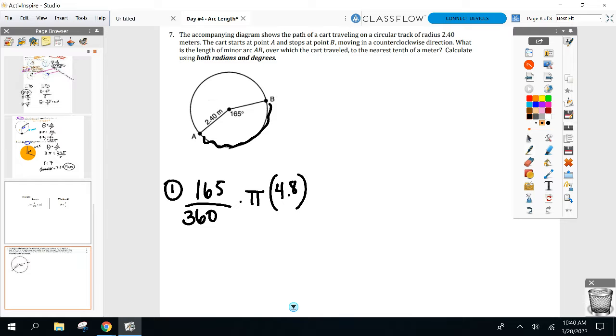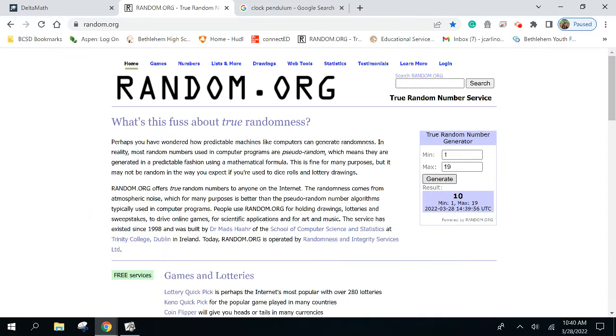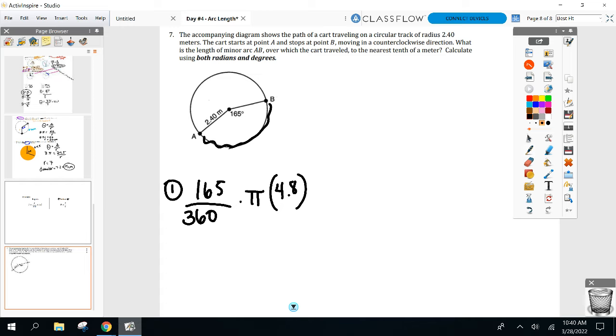So write to your calculator right now. We're rounding to the nearest tenth. It doesn't say in terms of pi, so throw the pi in your calculator, please. Nearest tenth, when you're ready. 6.9 meters. Good.